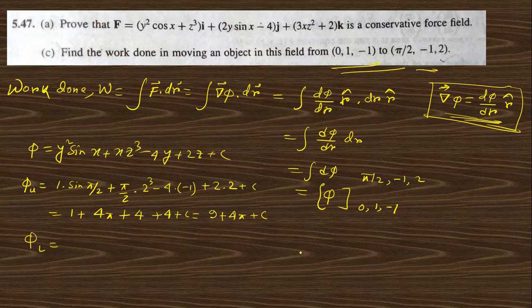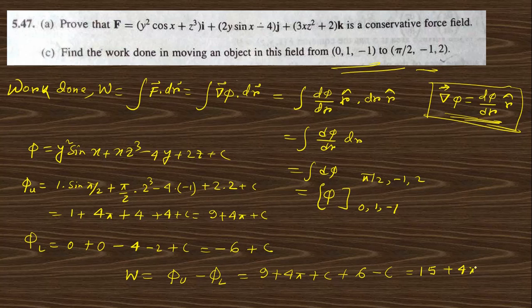And for the lower limit, x is 0, so this becomes 0, this is also 0, y is 1 so this becomes 4, z is minus 1 so this becomes minus 2 plus c, so this is minus 6 plus c. So upper limit minus lower limit, the work done W can be written as phi upper minus phi lower. So upper is 9 plus 4 pi plus c, minus of minus 6 plus c, c cancels out, so this is 9 plus 6 is 15 plus 4 pi. This is the work done to move this particle from that point to that point, clear?